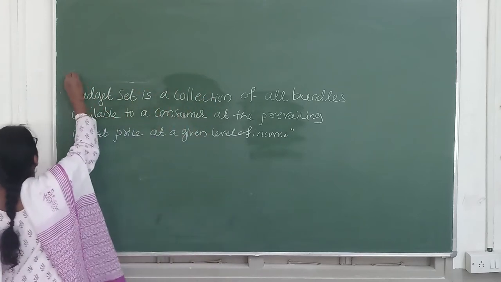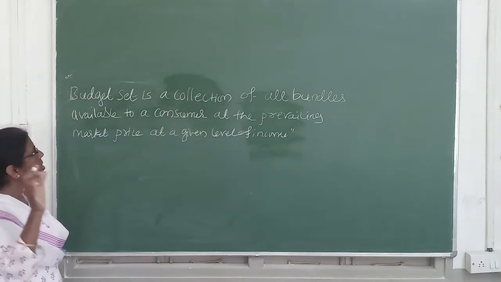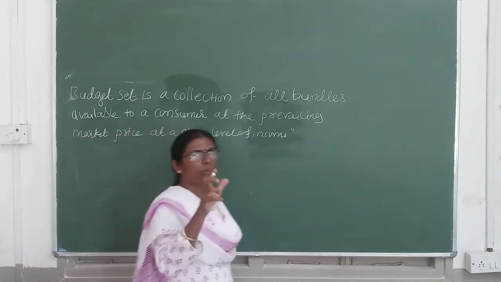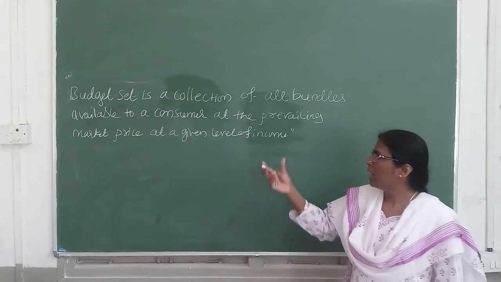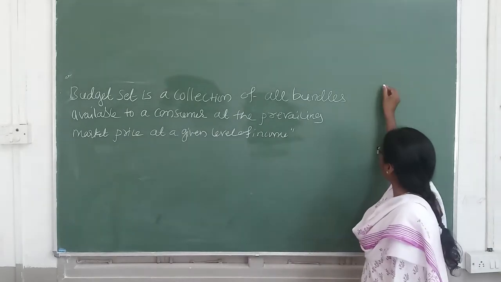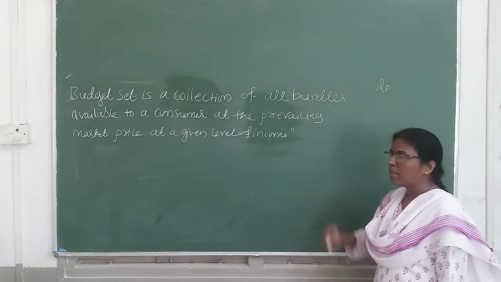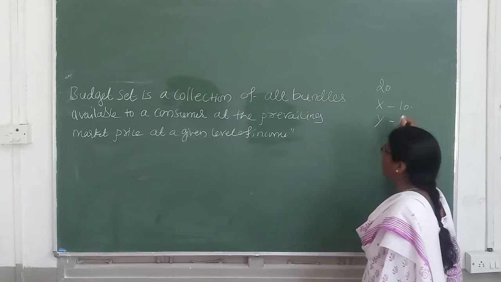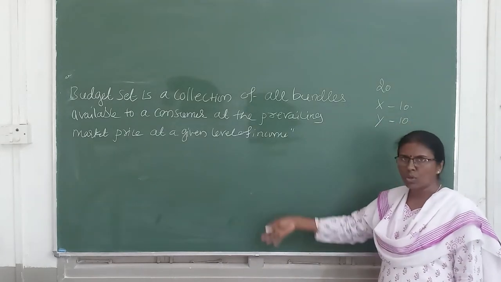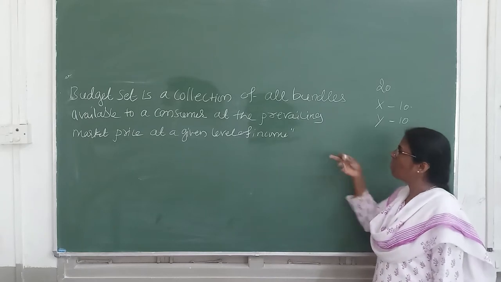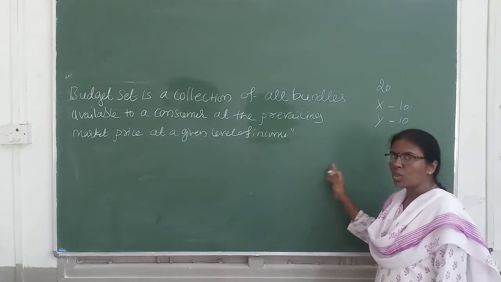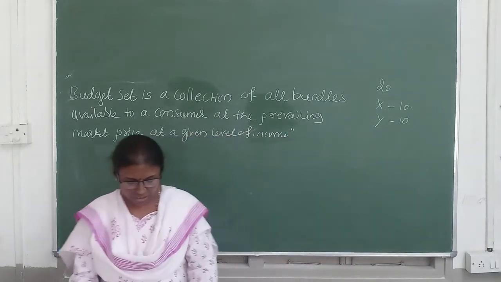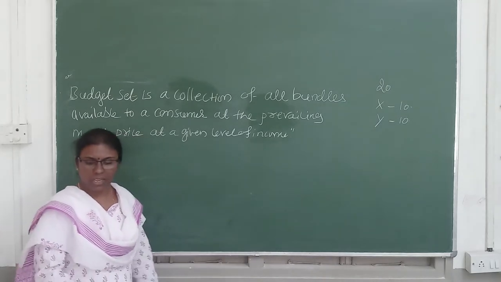This is the definition. Go through it. It is a collection of all bundles available to a consumer at the prevailing market price at a given level of income. So in our example, the given level of income is equal to 20 rupees, and the market price of X is 10 rupees, and Y is equal to 10 rupees. The combinations are 2 0, 0 2, 1 1, and this budget set is explained with the help of one numerical example.